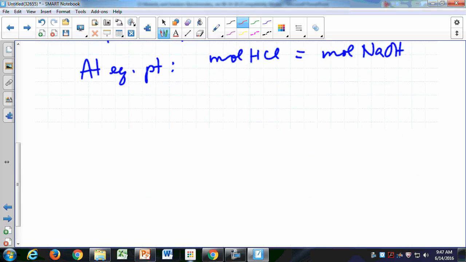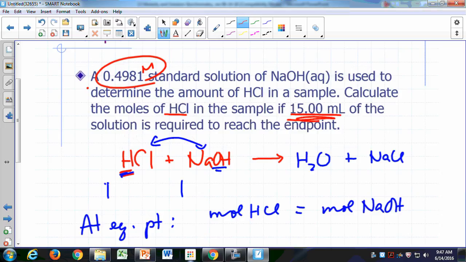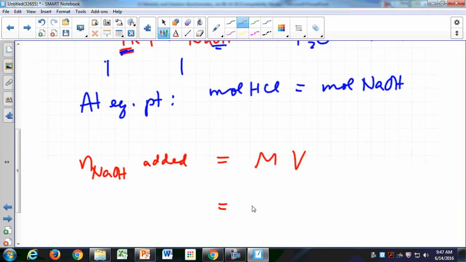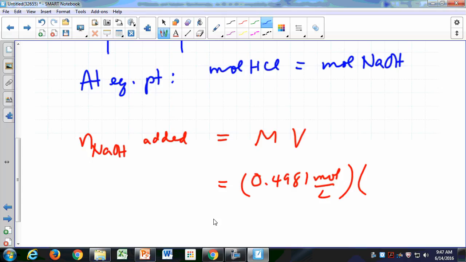So you say moles sodium hydroxide added to reach the endpoint would be equal to molarity times volume. The molarity of the sodium hydroxide is known. Okay, so your sodium hydroxide is your standard. It's 0.4981 moles per liter. And the volume of your sodium hydroxide that was required to reach the endpoint was 15 mL. So you multiply that by 15.00 times 10 to the negative 3 liters. That's milliliters converted right there.